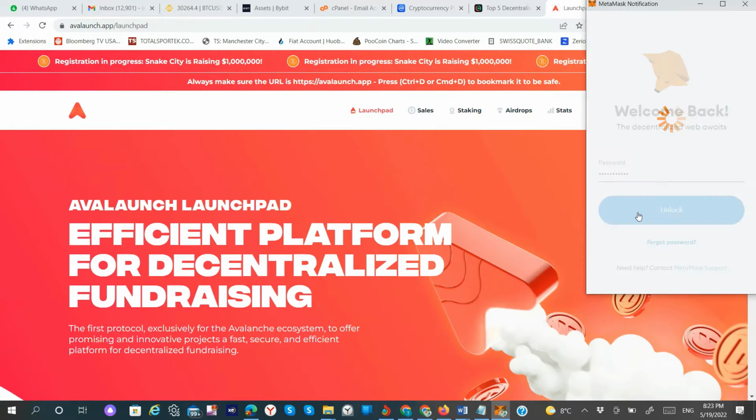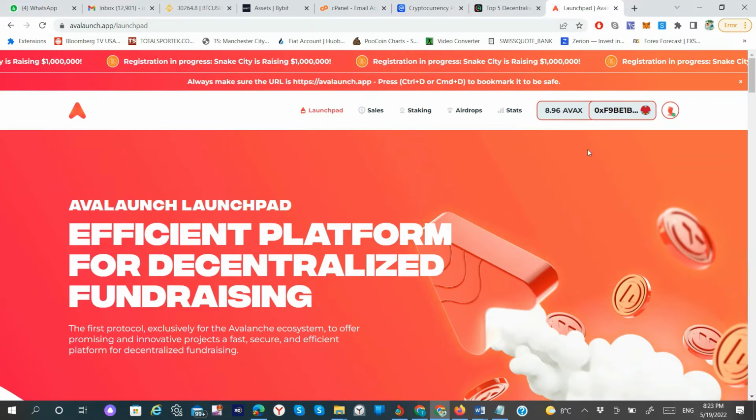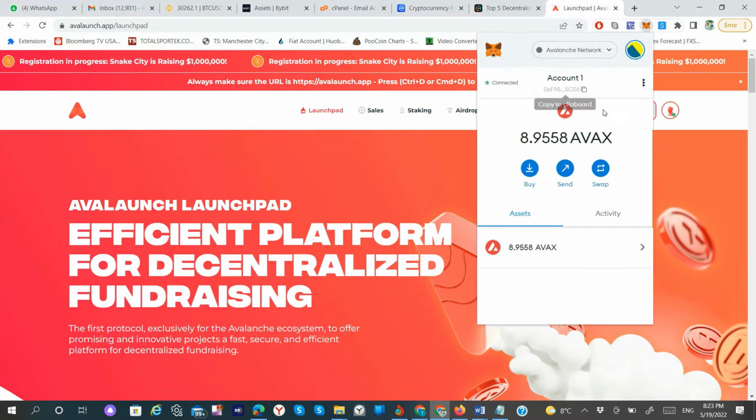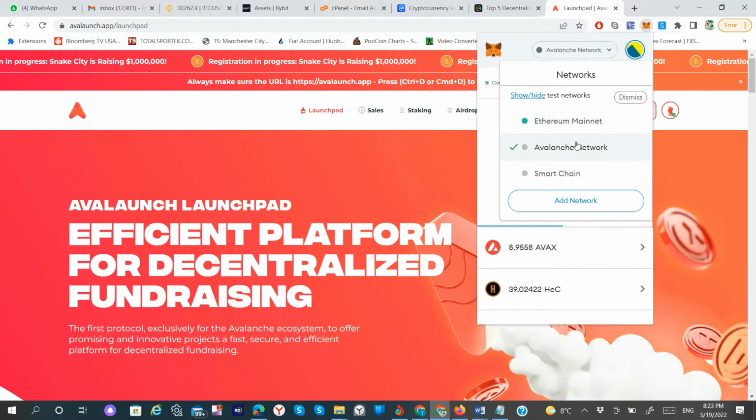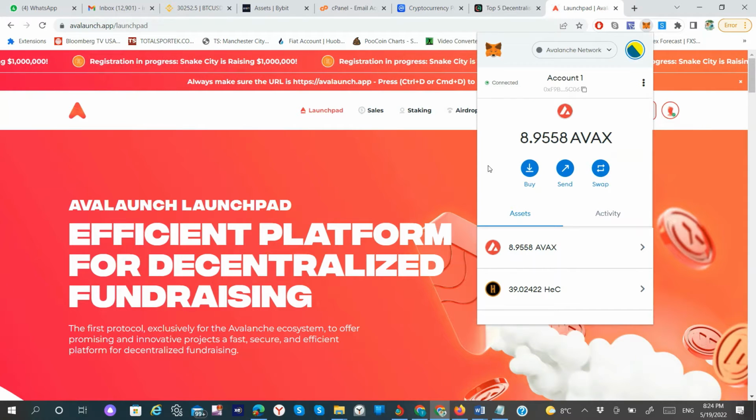So once you log in, you have to install or add the network of Avalaunch, and as you can see, it's already connected. If you look at the MetaMask connection here, you will notice that it's the Avalanche network. Here we have Ethereum and Smart Chain, but it's on the Avalanche network. So it's connected here, and I have these balances here.